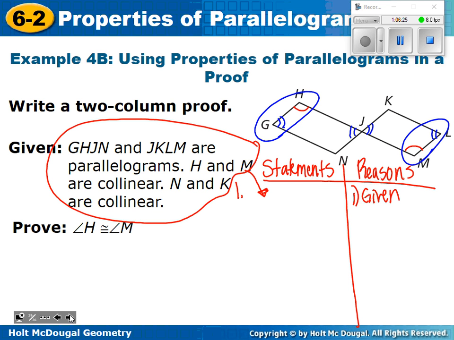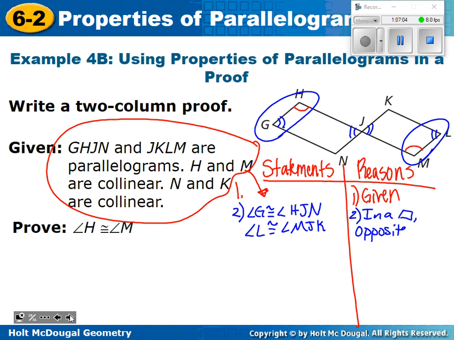So let's see if we can write it down in the time we have left, okay? So number 2, we said angle G had to be congruent to angle. Let's name that angle J. How do you want to name it? Angle HJN. And for the same reason, we have angle L is congruent to what angle? Okay, we can do MJK. All right, and the reason for that was in a parallelogram, opposite angles are congruent.